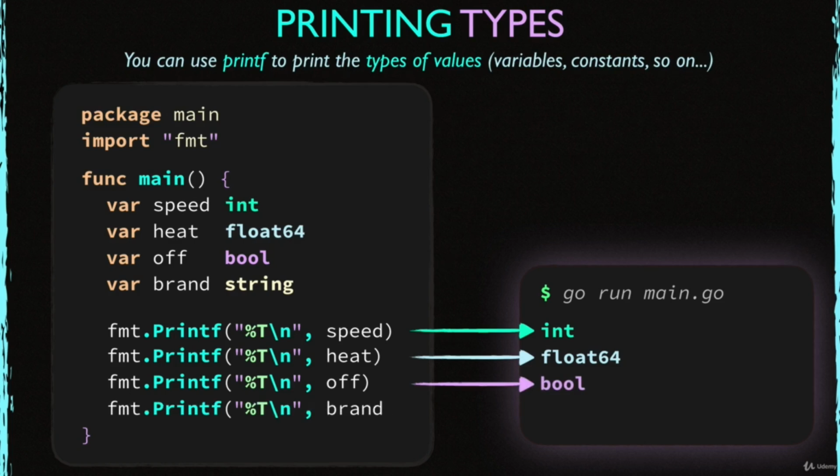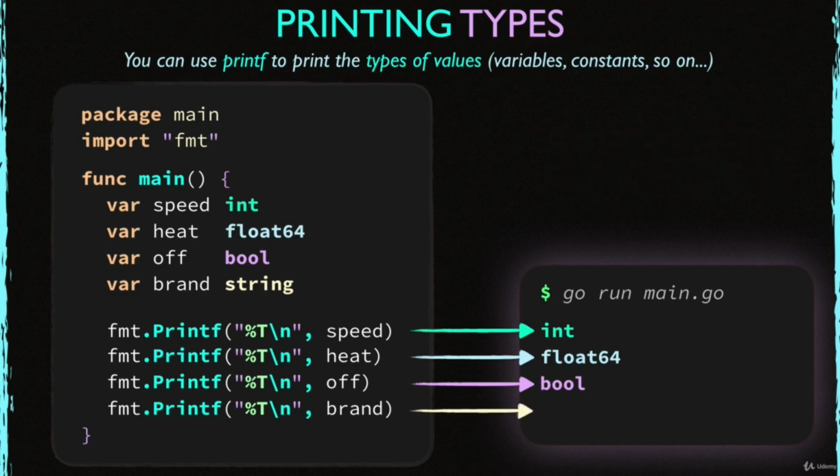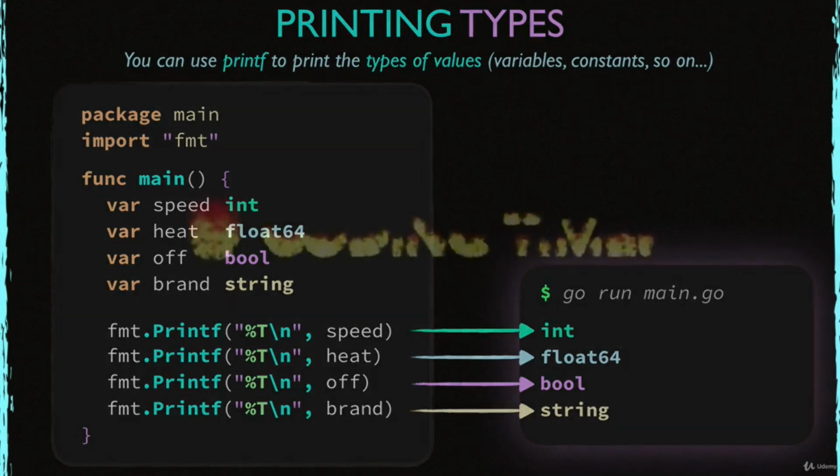And lastly, let's print the type of the brand variable. Pause the video and think about what it will print. Okay, here is the answer. It prints string as expected. Alright, that's all for this example. Now let's take a look at more examples in the coding editor.